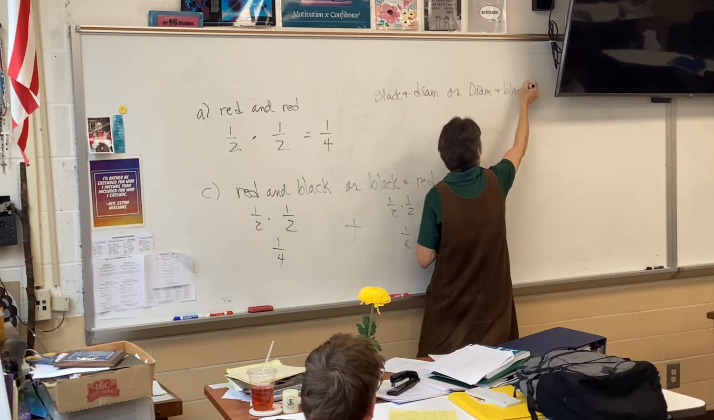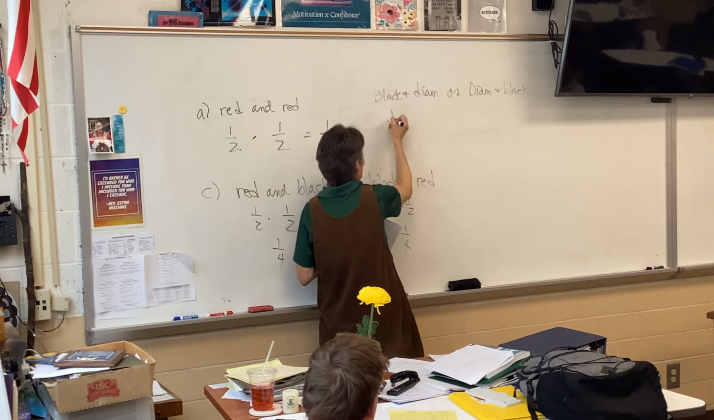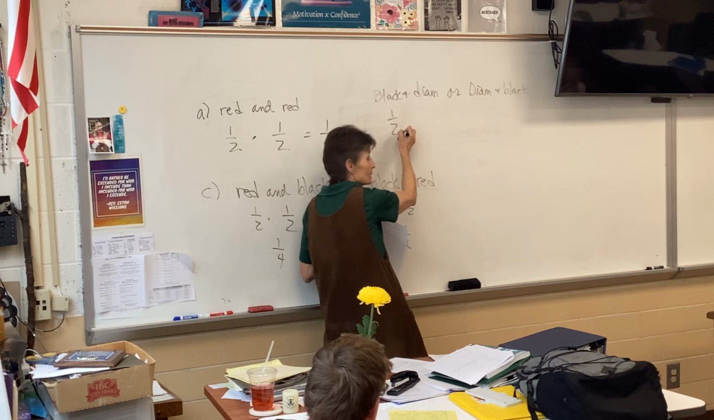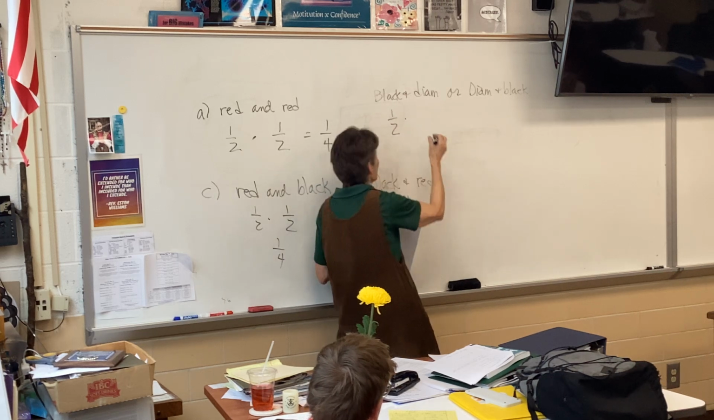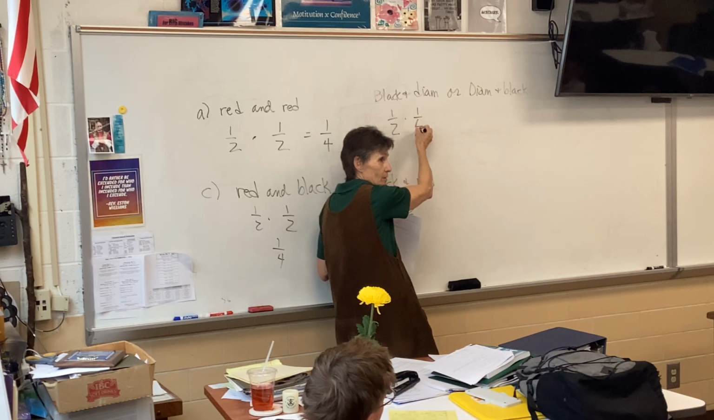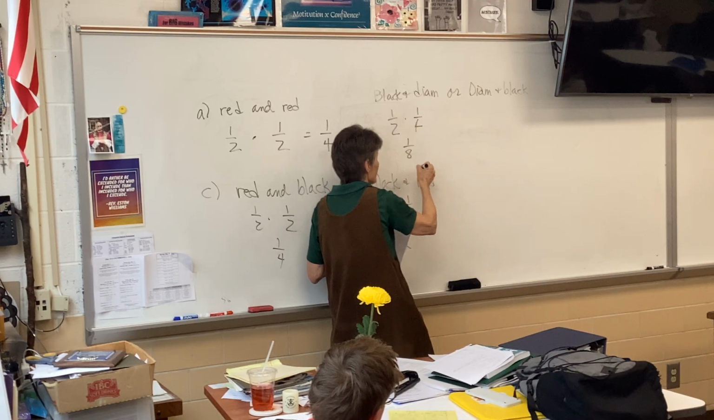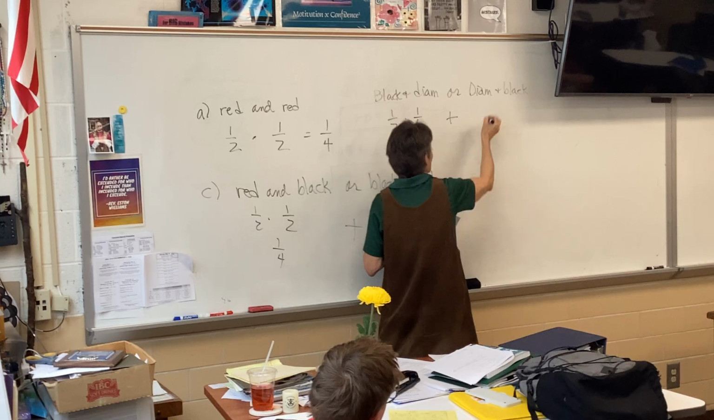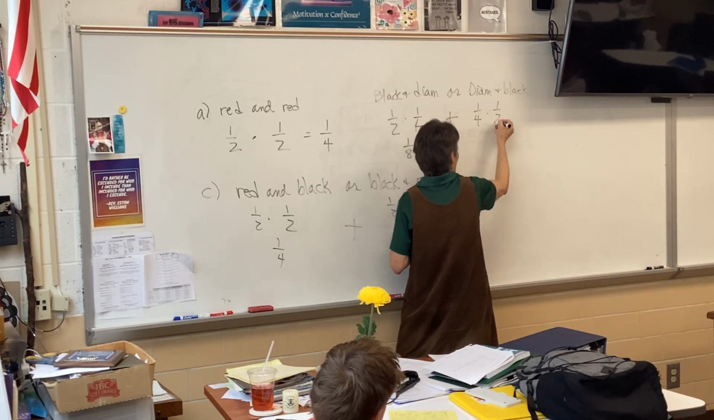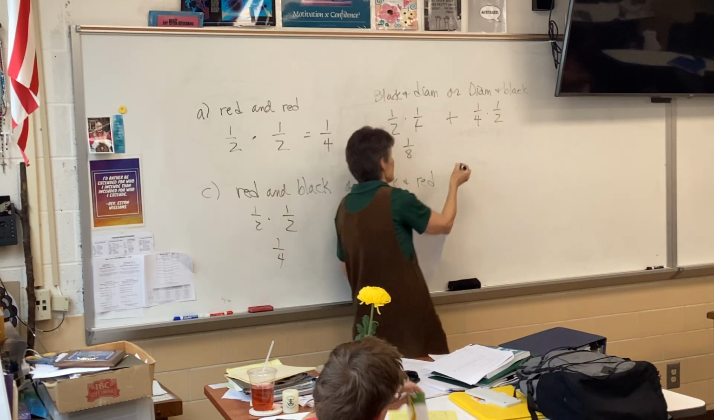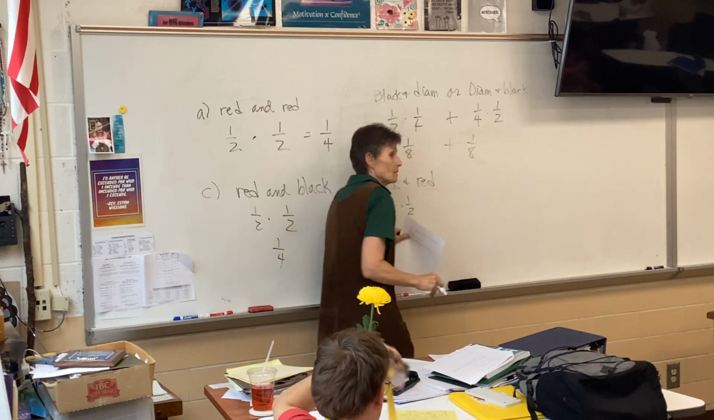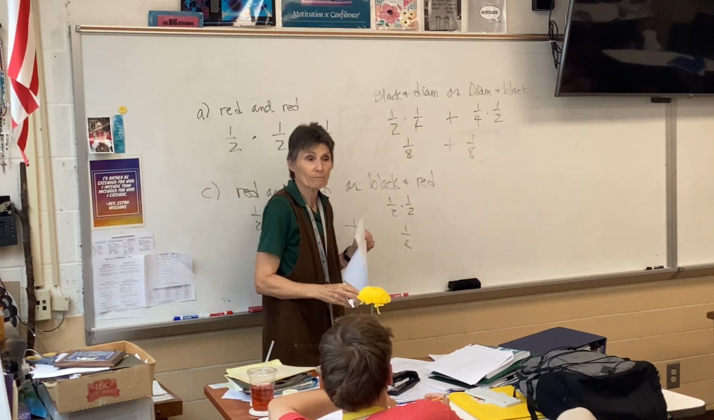So 1/2 times 1/4. So black would be 1/2. Diamond would be 1/4. So that's 1/8. Or diamond and black. So what's the answer to the question? 2/8 or 1/4.